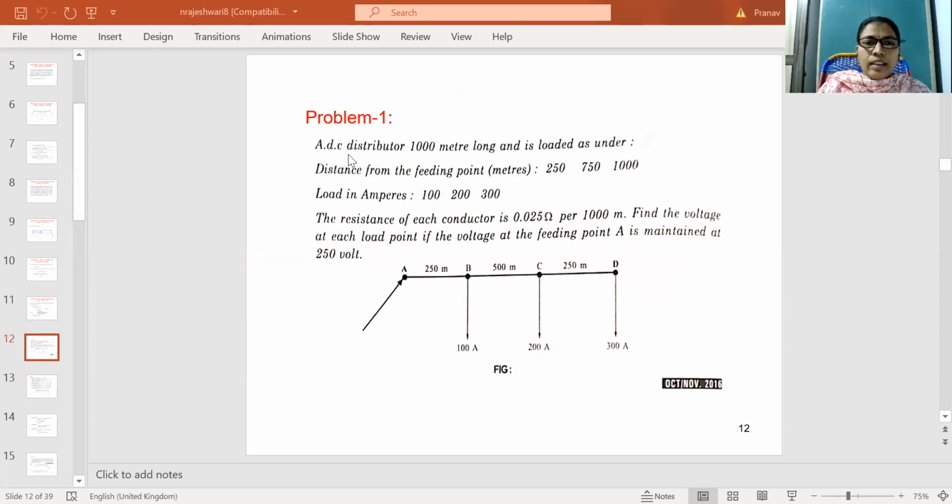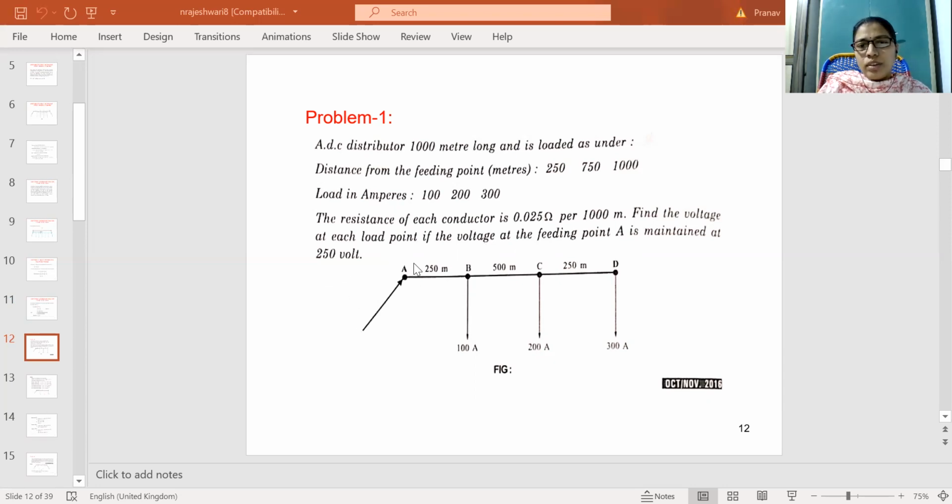A DC distributor 1000 meters long is loaded as under. Distance from feeding point in meters: 250, 750, 1000. The loads in amperes are 100, 200 and 300. The resistance of each conductor is 0.025 ohms per 1000 meters. Find the voltage at each load point if the voltage at the feeding point A is maintained at 250 volts.